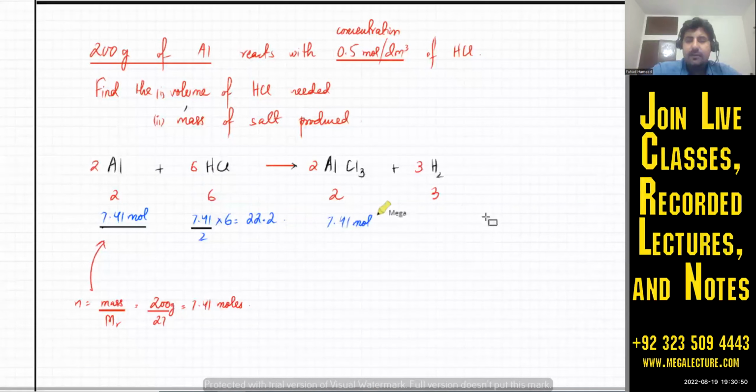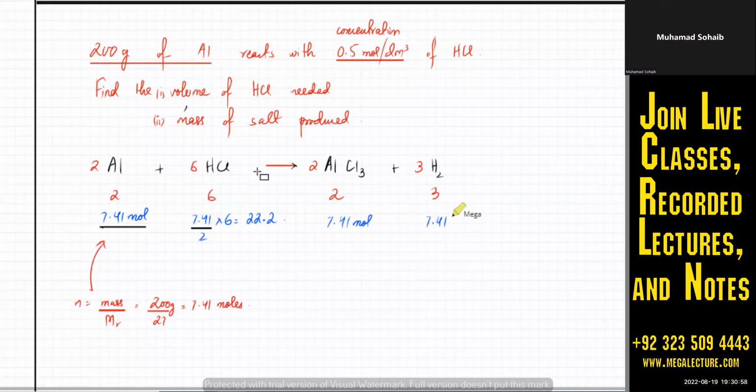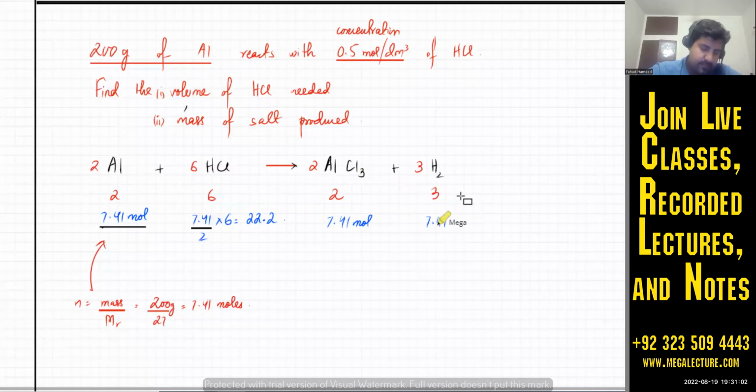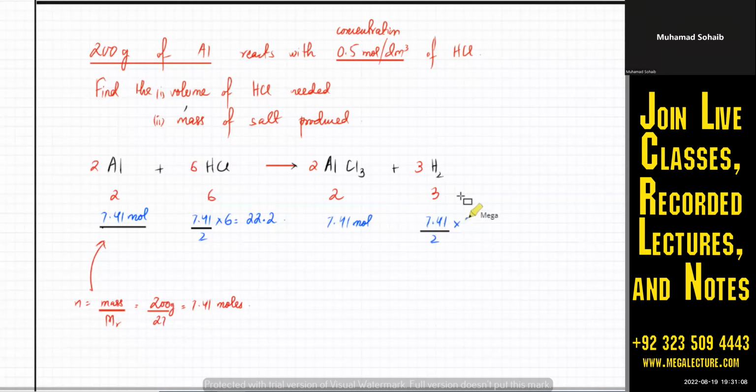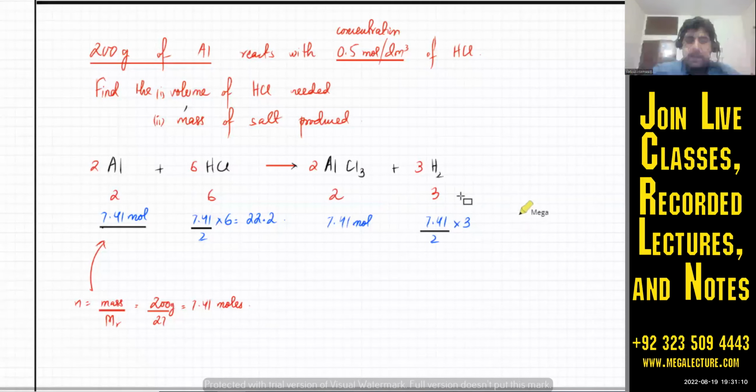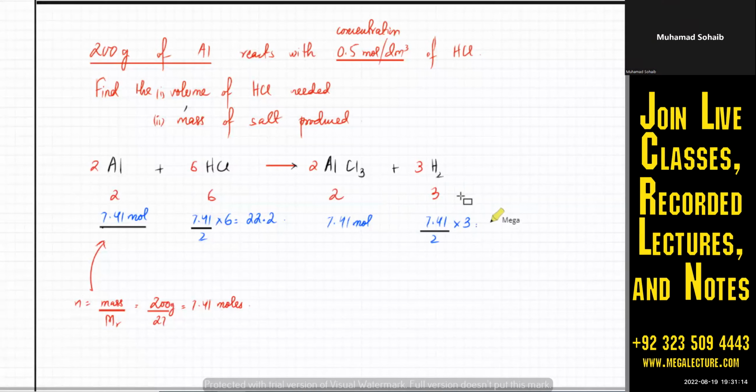वो आखिरी की भी बता दो इसके moles क्या होंगे? It's going to be 7.41 divided by 2 into 3, right? So the moles of this thing will be 7.41 divided by 2 multiplied by 3. So divide by 2 multiply by 3. 11.1. So okay, 11.1 moles are.